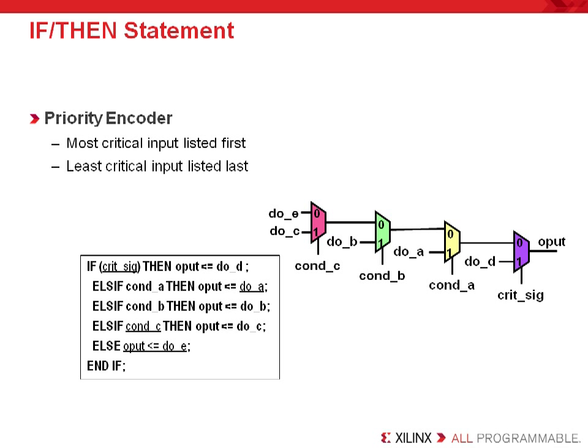Its path to the output requires 4 LUTs and 3 net delays to be traveled before the output would be accurate. So this and the do_c paths are the longest and will be the most timing critical paths through this component. Conversely, the critical_sig path will only have to travel through 1 LUT. This is, of course, much faster.